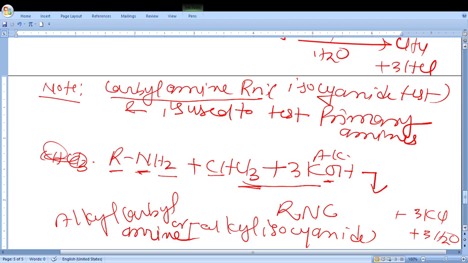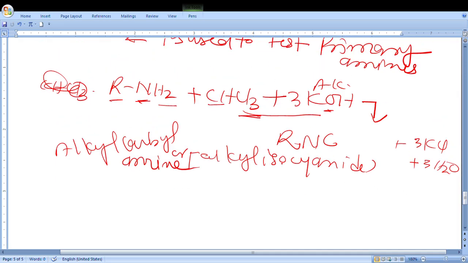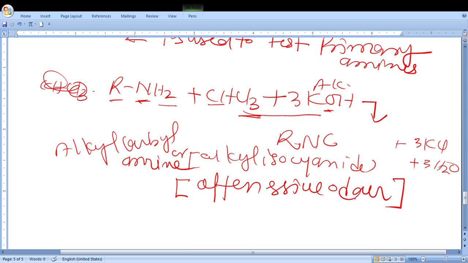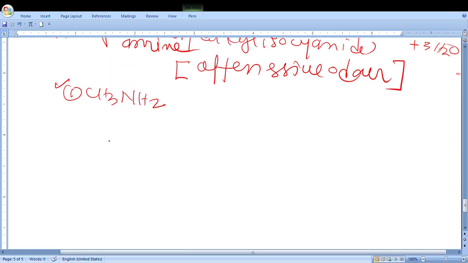And in this reaction, the product formed, carbylamine, alkyl isocyanide, has an offensive odor. And it is identified by the offensive odor. That shows that this is the test for primary amine. So we will take examples. Suppose CH3NH2, very important reaction. One is CH3NH2 we are taking. Second we are taking C2H5NH2, often asked in exams.